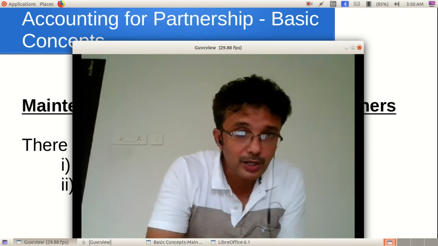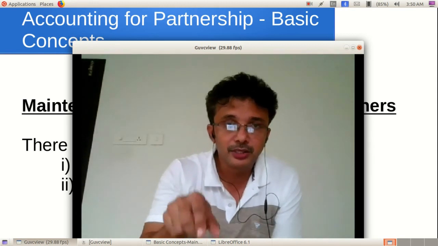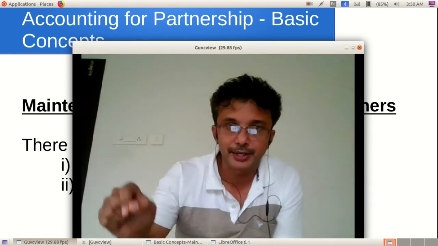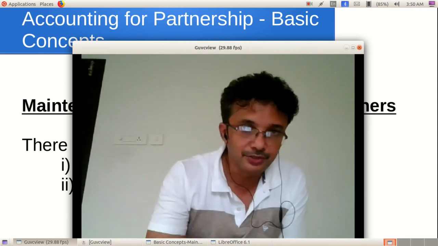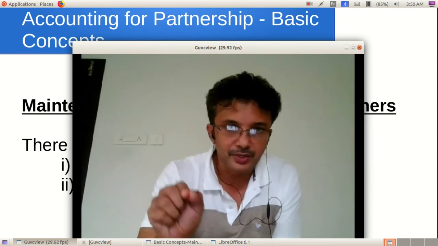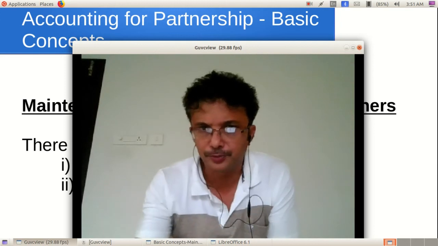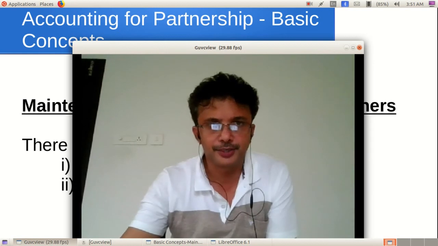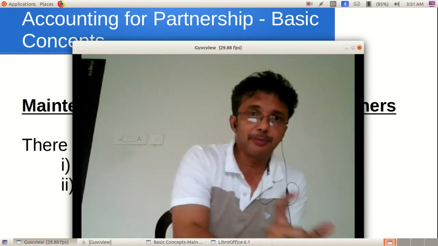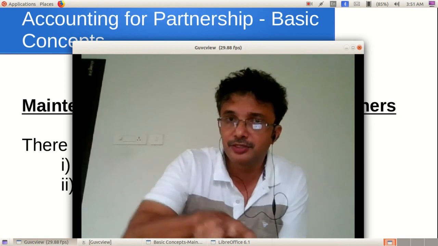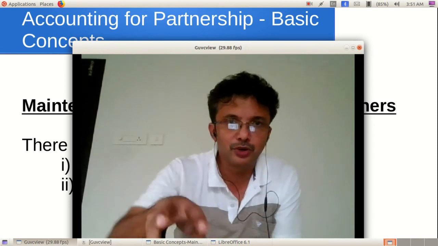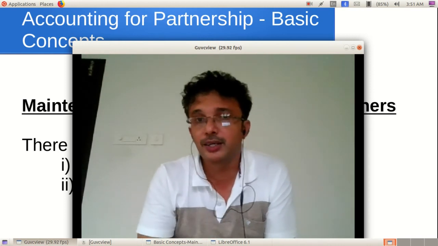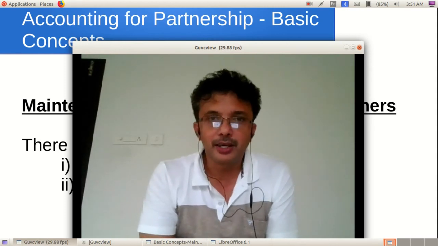You will open one more account in the name of partners, and you will name it partner's current account. In this current account, you will record interest on capital, drawings, interest on drawings, commission, salary, share of profit or loss. All these transactions you will record in the partner's current account. So the partner's capital account will always remain fixed, and this method of recording the partner's capital account is called the fixed capital account method.